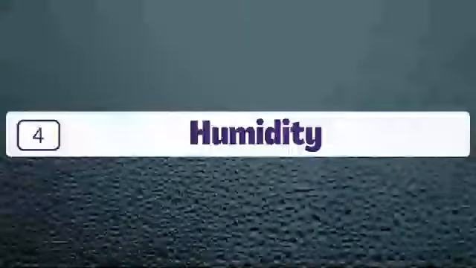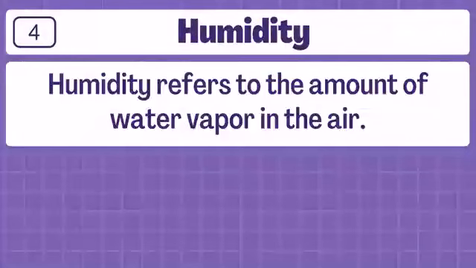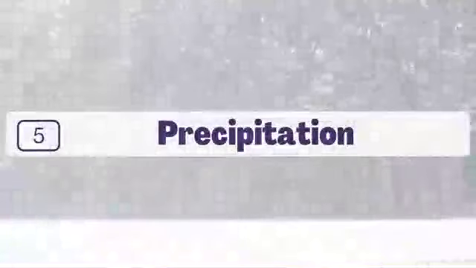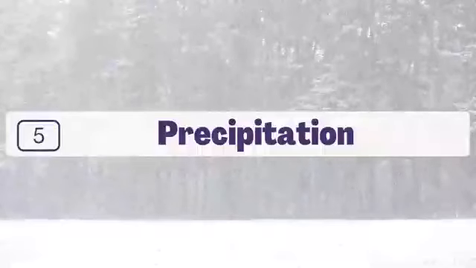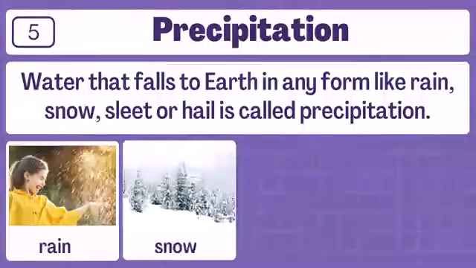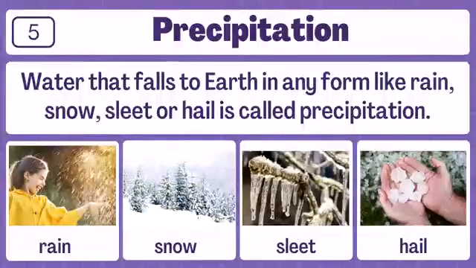Number 4. Humidity. Humidity refers to the amount of water vapor in the air. Water vapor is a gas in the atmosphere that helps make clouds, rain, or snow. Number 5. Precipitation. Water that falls to earth in any form like rain, snow, sleet, or hail is called precipitation.